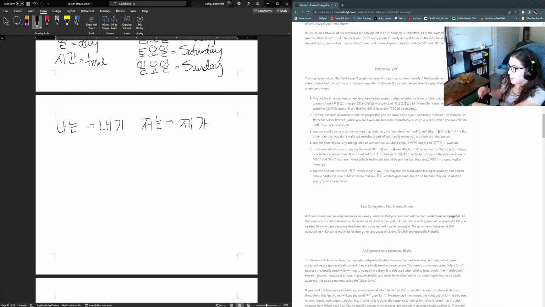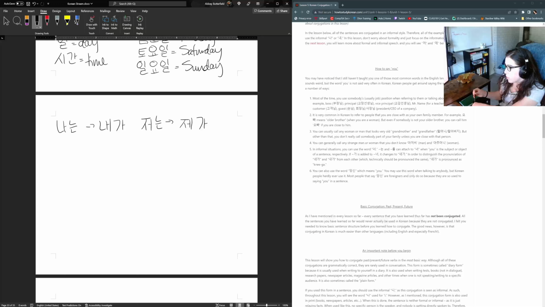It is very common in Korea to refer to people that you are close with as your own family members. For example, oppa means older brother when you're a woman. But even if someone is not your older brother, you call him oppa if you're close. You can call any woman or man that looks very old grandfather or grandmother. So 할머니, 할아버지. But other than that, you don't really call someone part of your family unless you're close with that person. You can generally call any strange man or woman that you don't know 아저씨 or 아주머니.